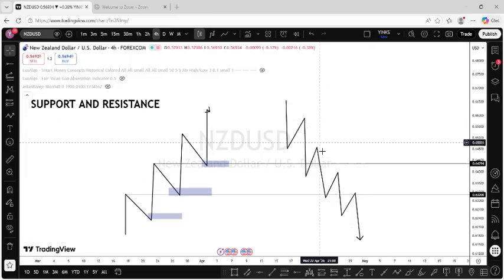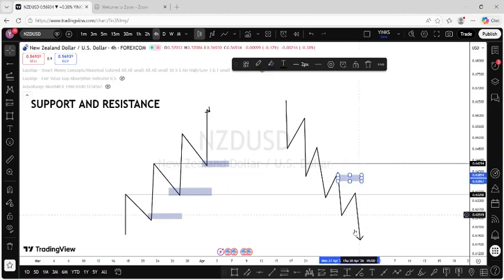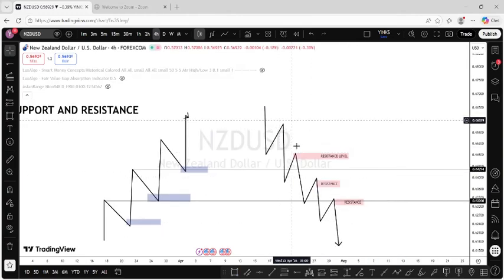All of these areas are what? Resistance levels. Now, for a selling market, where do you sell from? The resistance levels. These are the levels you sell from. All you have to do is wait for price to come and create that opportunity at the resistance level, and then you get in.